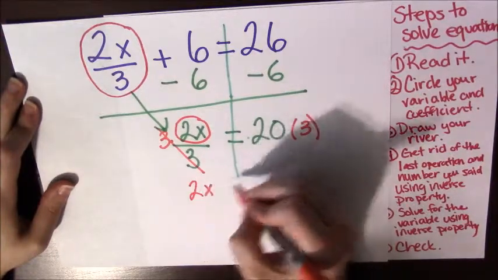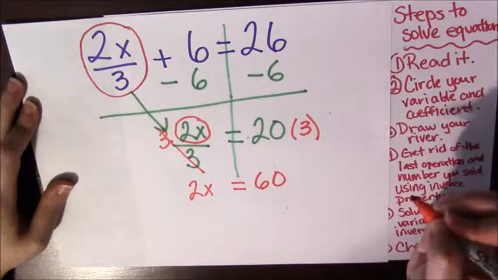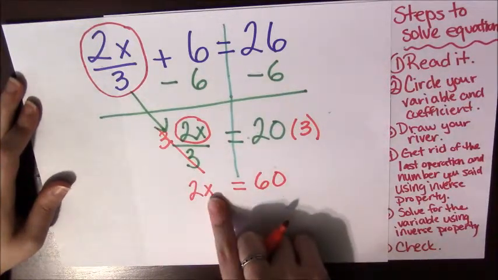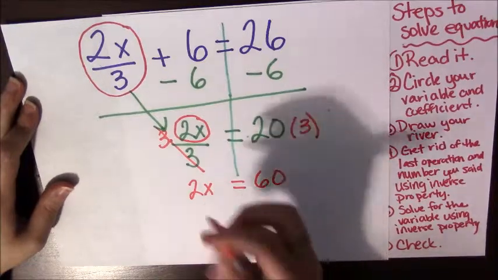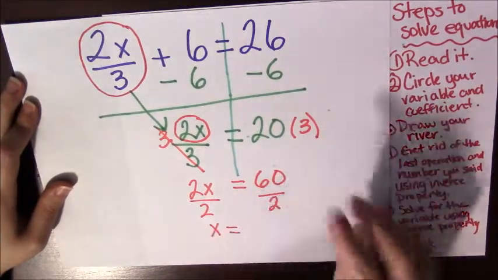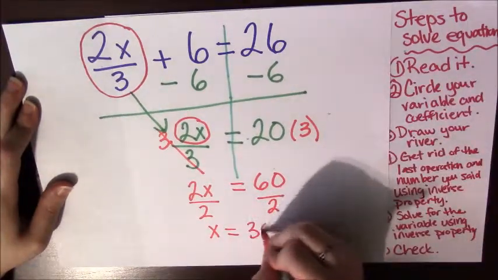So now 2x equals 20 times 3 is 60. I'm still solving for x. How do I get rid of the 2? This is 2 times x. The opposite of multiply is to divide by 2 on both sides. So x equals 60 divided by 2. Simplify, and that is 30.